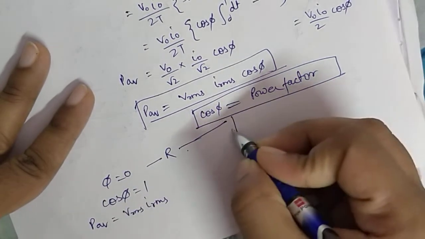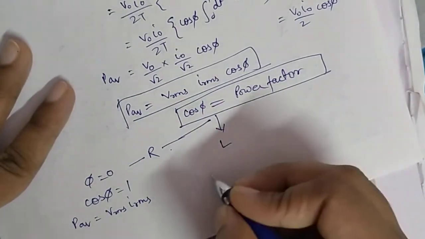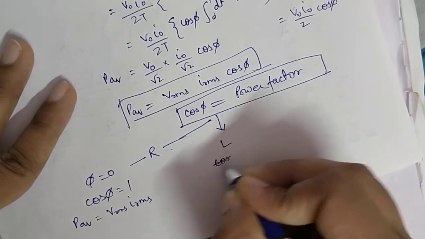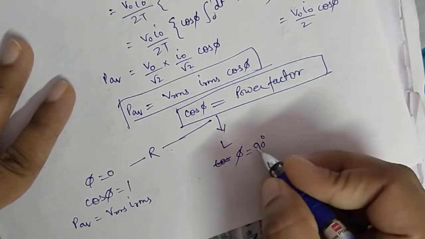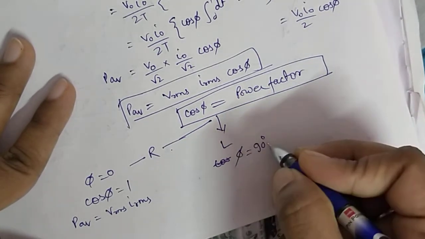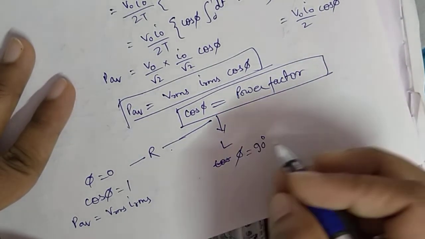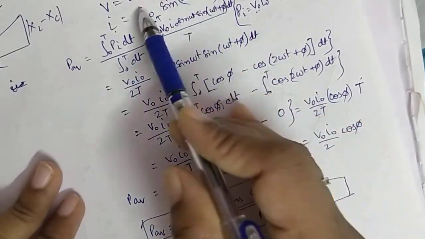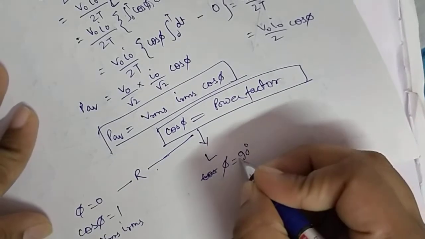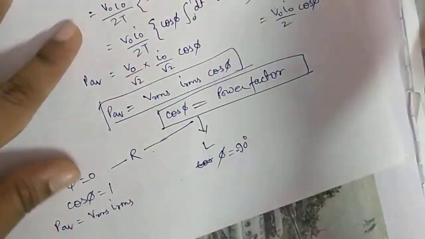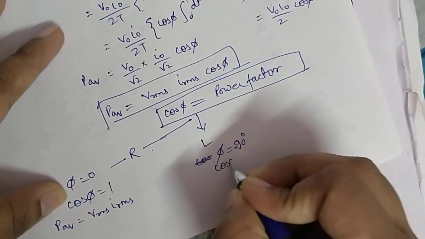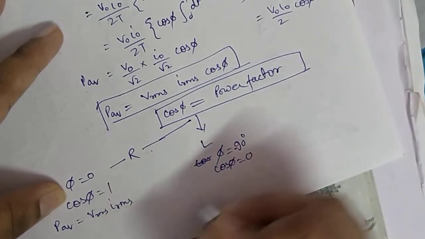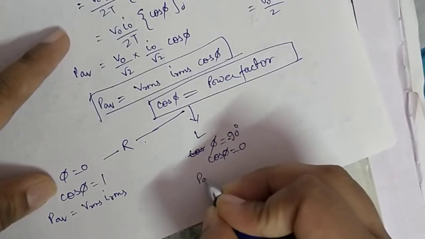If you have a pure inductor, then your phi will be 90 degrees. There was a plus 90 or minus 90, right? In an inductor it is plus 90, and in a capacitor it will be minus 90, because phi was written with current and voltage leads, so this is minus 90. So cos plus 90 or cos minus 90 is 0. So cos phi is equal to 0. Power factor is 0 here, and because power factor is 0, average power is equal to 0.